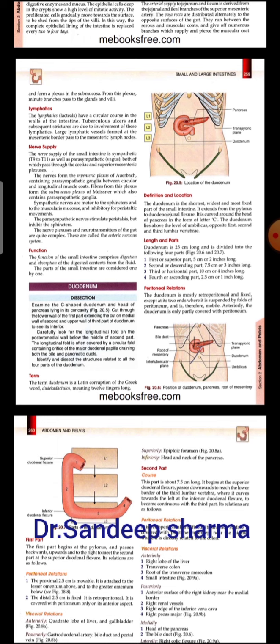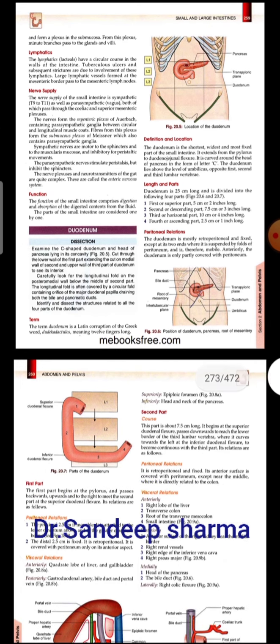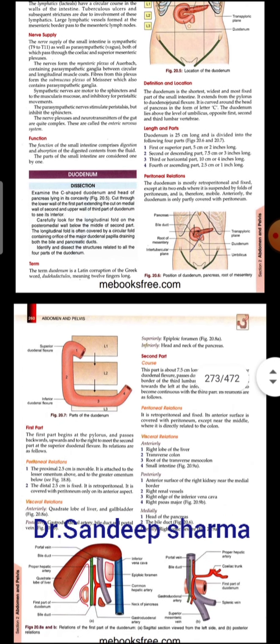The second one is the descending part. It is coming down, so it is called the descending part. It is 7.5 centimeter. The third part is the horizontal part, which is 10 centimeter in size. And the fourth one is the ascending part, which is 2.5 centimeter in length. So totally it comes to 25 centimeter in length.